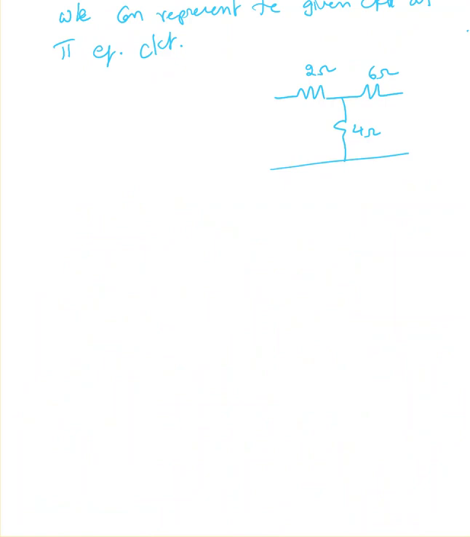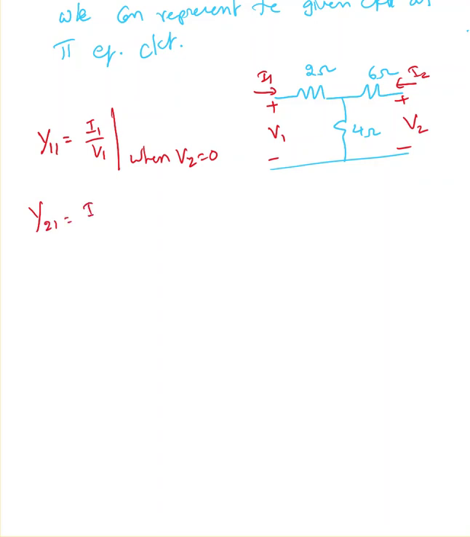In this example, we are asked to find the Y parameters. It doesn't matter whether Z parameters or Y parameters, we always choose I1 entering and also I2 entering, and V1 and V2. So Y11 equal to I1 over V1 when V2 equal to 0. Same way, Y21 equal to I2 over V1 when V2 equal to 0. To find these two parameters, I have to make V2 equal to 0. That means I need to short circuit that.